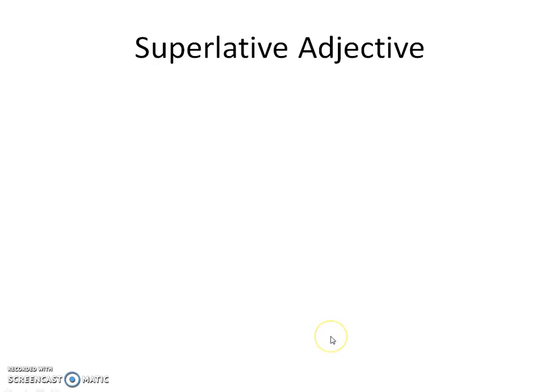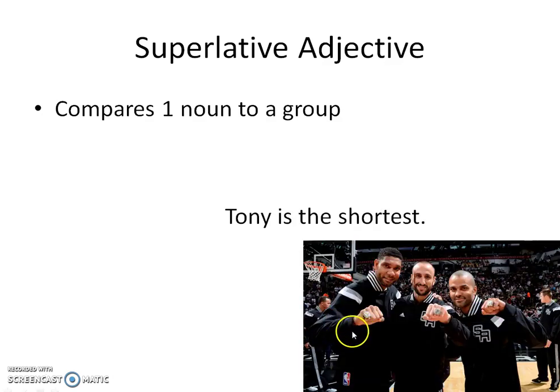A superlative adjective is similar. The difference is it's more than 2 nouns. Superlative adjective is when you compare one noun to a group of 2 or more. So for example, Tony is the shortest. I'm comparing Tony to the group. If I were to take out, let's say, Manu and compare just Tony and Tim, I would say Tony is shorter because it's just one other person. But when I have a group, Tony is the shortest. That's the superlative.